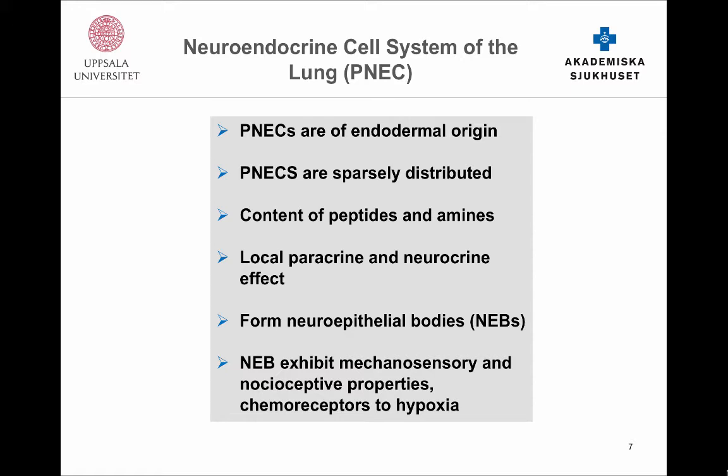So these pulmonary neuroendocrine cells, they are distributed all over the bronchial tree. They have local paracrine and neurocrine effects, so they regulate the tonus of the bronchus. And they can form bodies. Several of these cells can go together, and then they form so-called neuroepithelial bodies. And these are mechanoreceptors and also nociceptors. So they regulate the exchange of, for example, oxygen in the lung.